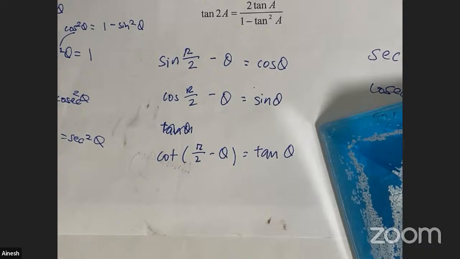Now, I'll ask you for cosine theta. What is cosine theta? Side 2 over H. I see. Cosine of 90 minus theta, that angle, is side 1 over H, which is the same as sine theta. Now, how about the tangent? Tangent theta will be?